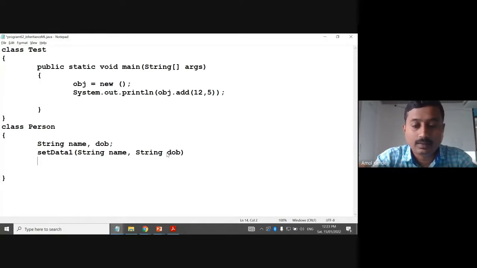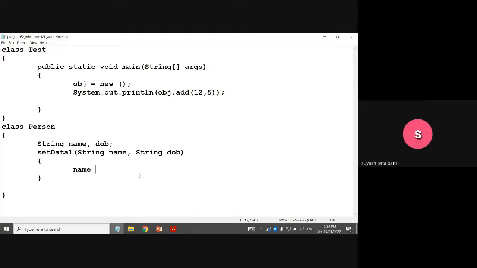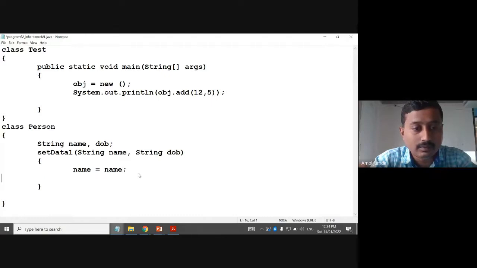Now I have given the same names to these. Name and DOB are local variables here, and the same names are used for the instance variables. Which keyword do I have to use now? This. Anyone?